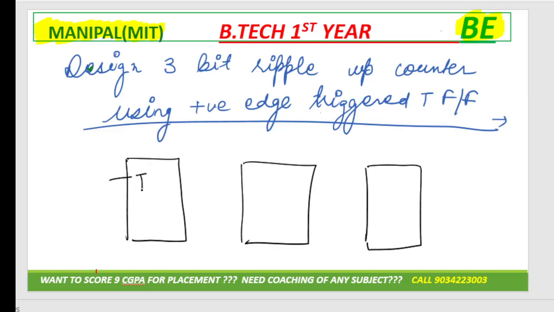दे सेड T फ्लिप फ्लॉप, तो T में एक इनपुट होती है, T1, Q1 and Q1 bar. Then again T2, Q2, Q2 bar, T3, Q3, Q3 bar. Okay. नेक्स्ट वन दे सेड कि पॉजिटिव एज ट्रिगर्ड है.